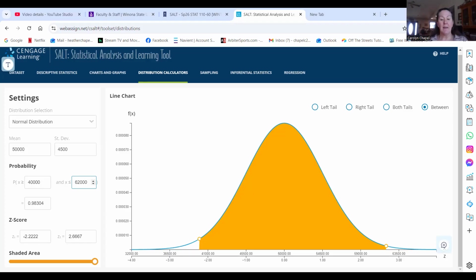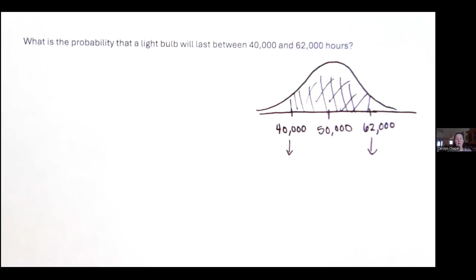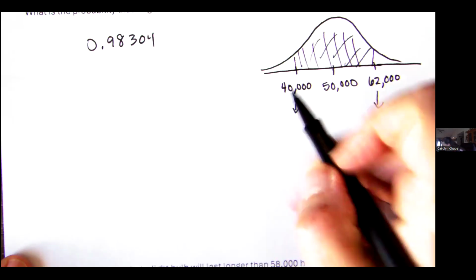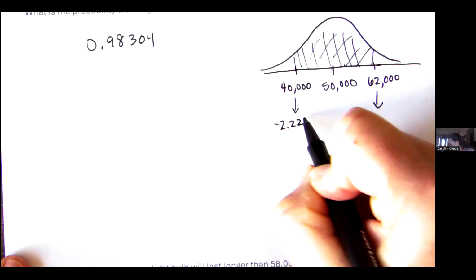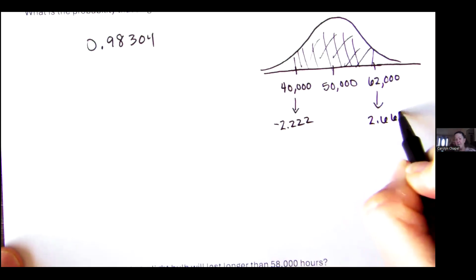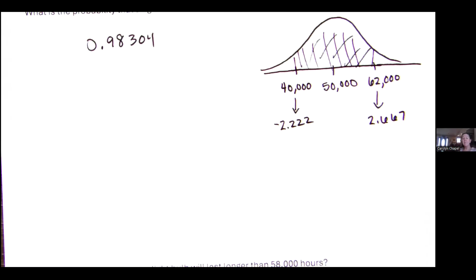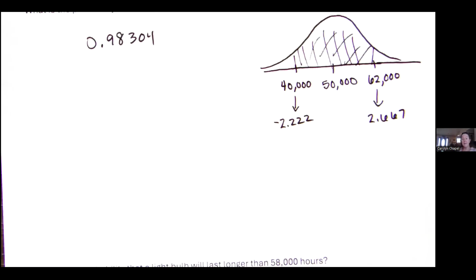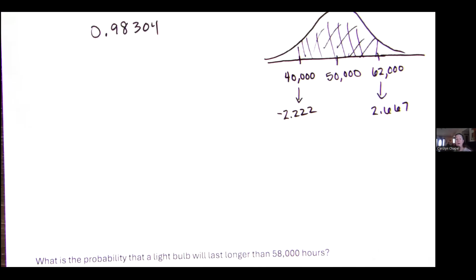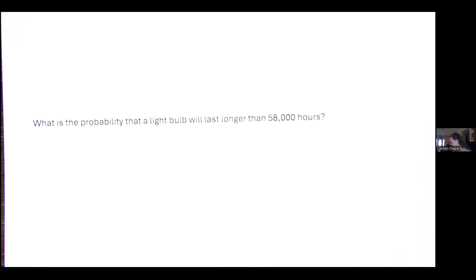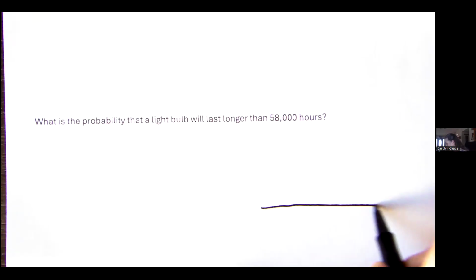Okay. Going back to our problems. Oops, wrong button. And I have one more example for us. So first thing we'll do is we will let this update. So here was my -2.222 and a 2.667. I think those were the digits. So again, close to that 99.7 or that 0.9973 if we had used SALT. All right, one last problem for this video anyway.